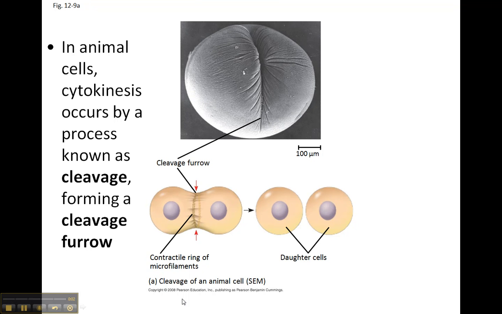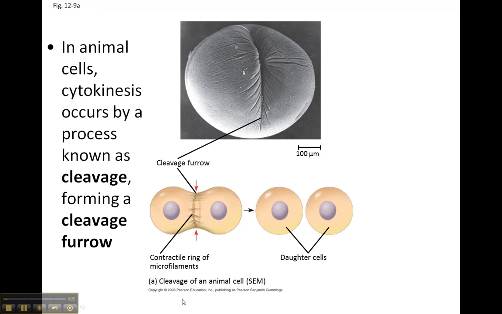Okay, in animal cells, we just said that cytokinesis occurs by a process known as cleavage. And what will happen is there will be a cleavage furrow that forms. Now, at the top of this slide, you can see that there is an electron micrograph showing the cleavage furrow. Some people have said in the past that it looks like an older person's bottom, but it isn't.